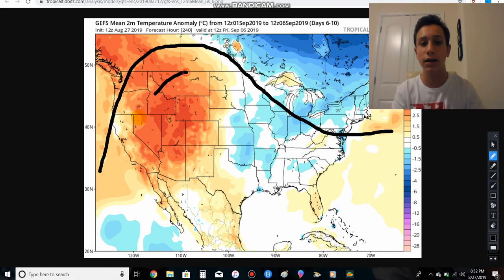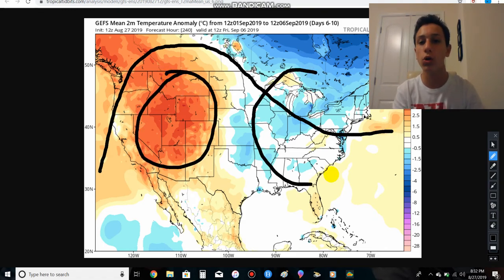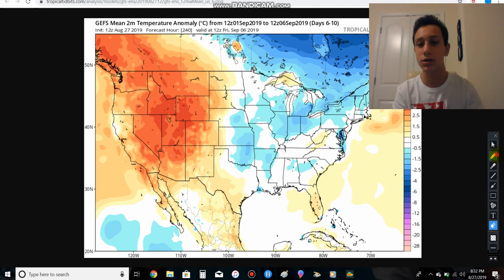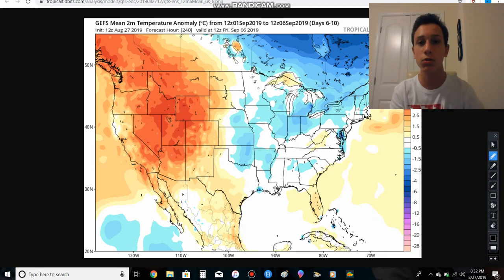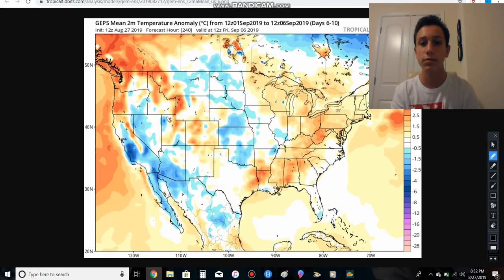So let's put it as very warm over here and cool over here. You don't see as much cold as you do warm. It's not really equal. So that shows that the trough isn't as strong in the east, but we could still have some cooler temperatures. And the same goes for the 2nd through the 7th.